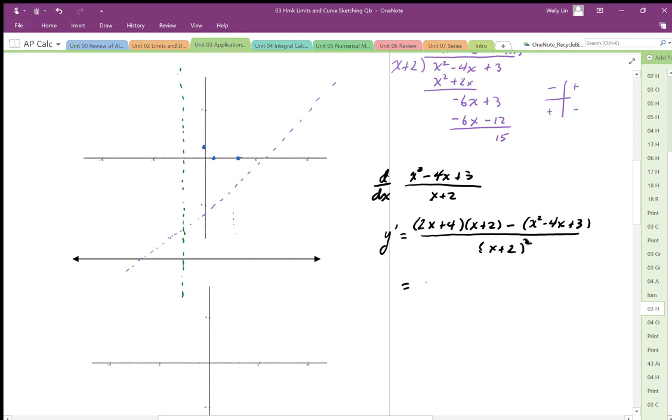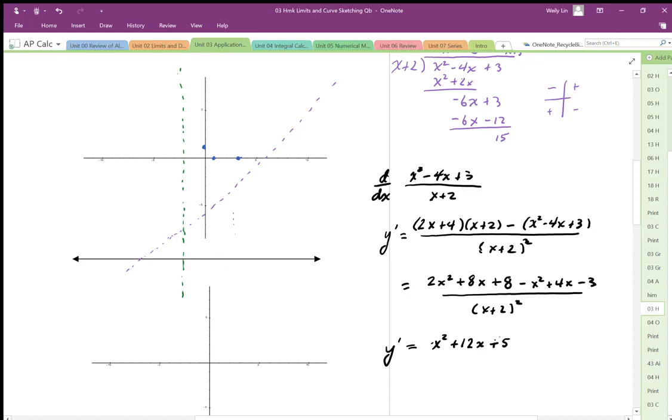I'm going to simplify this. So 2x squared plus 4x, so plus 8x plus 8 minus x squared plus 4x minus 3. Okay, so my derivative expression looks like this. X squared plus 12x plus 5.